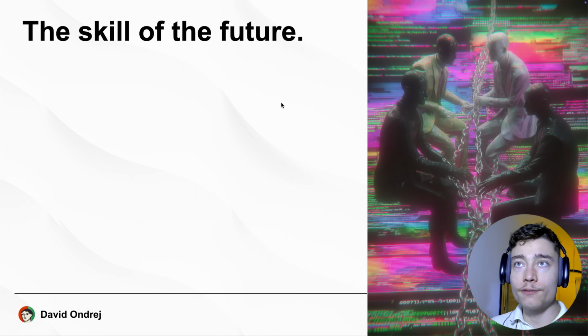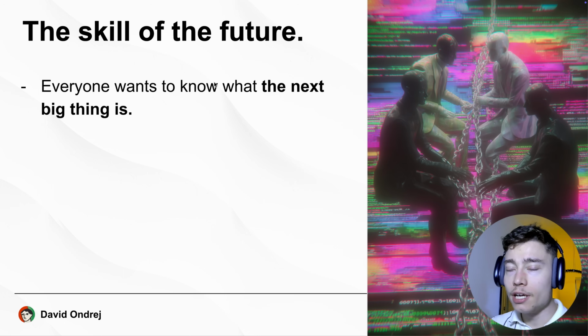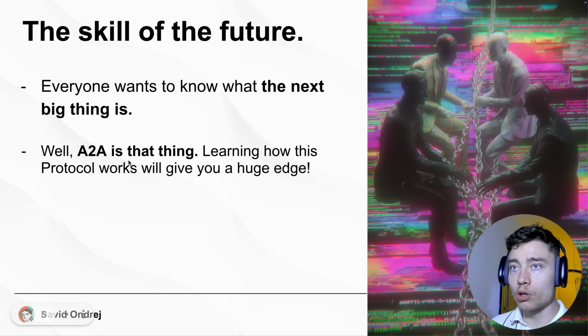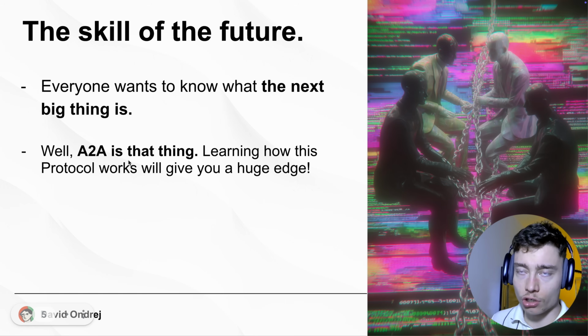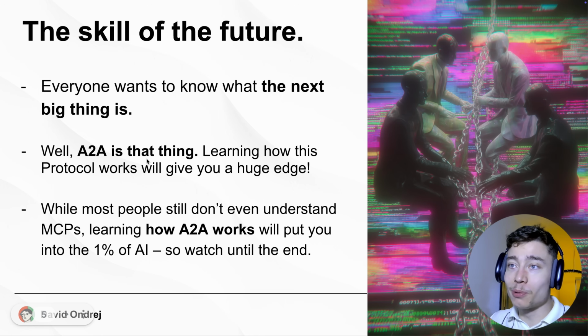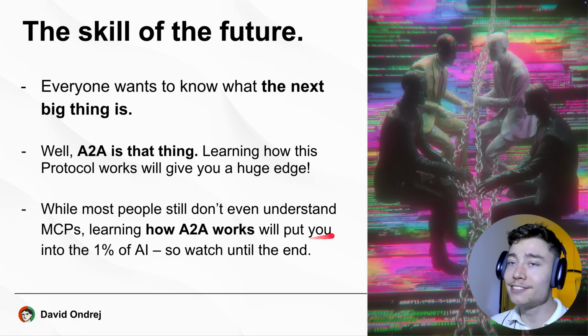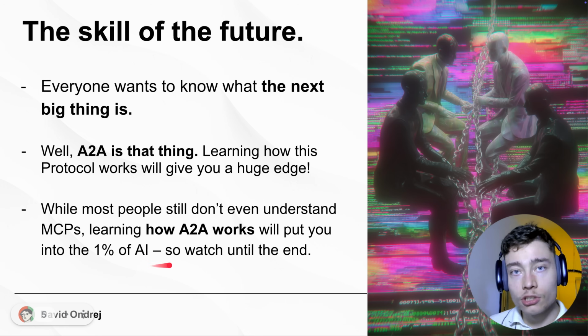Now here's why I believe that this is the skill of the future. Everyone always asks me, what's the next big thing? Well, A2A is that thing. Learning how this protocol works will give you such a huge advantage over everybody else. Think about this. Most people still don't even know what MCPs are or what they do or how to use them. That's why learning how A2A works will easily put you in the top 1% of AI. So watch until the end.